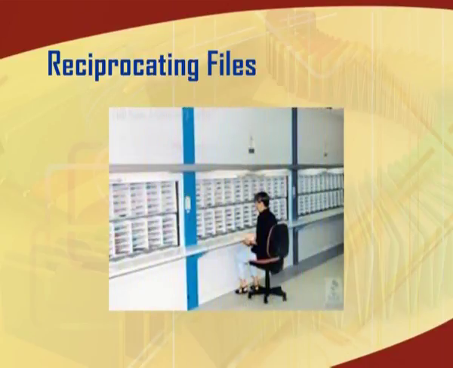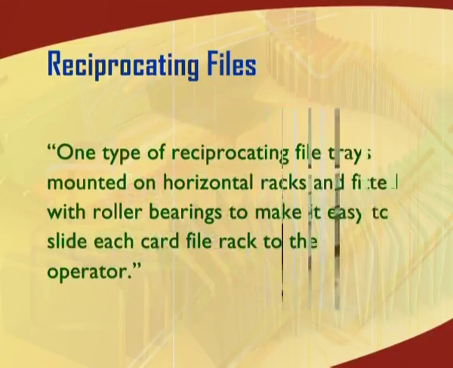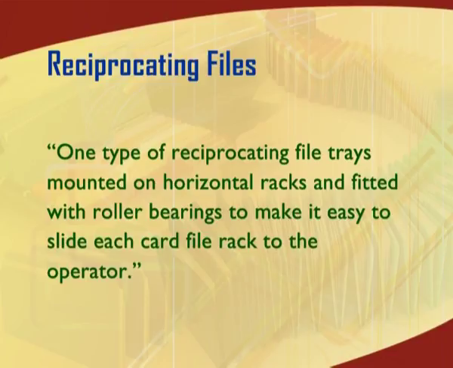The next one is reciprocating files. As illustrated in the figure, the reciprocating file is mechanically constructed in such a way that the file tracks move along a route according to the requirements of clerical workflow. The clerk remains comfortably seated and the files can be moved forward and backward as required. One type of reciprocating file has trays mounted on horizontal racks and fitted with roller bearings to make it easy to slide each card file rack to the operator.